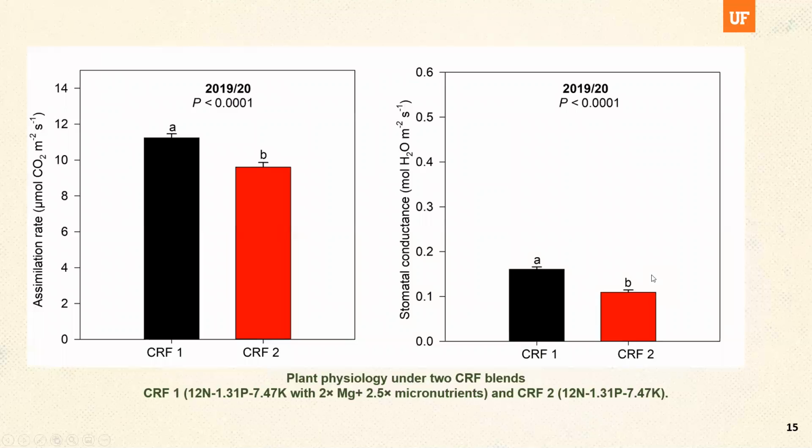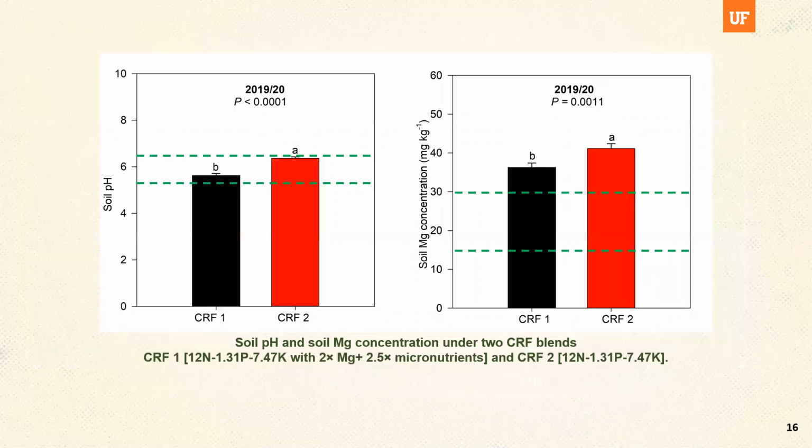Here the x-axis represents 2 different controlled release formulations and y-axis represents plant physiology. The application of higher rates of micronutrients actually enhanced the plant physiology, which could have improved the canopy growth.